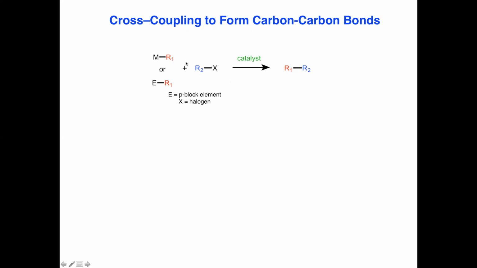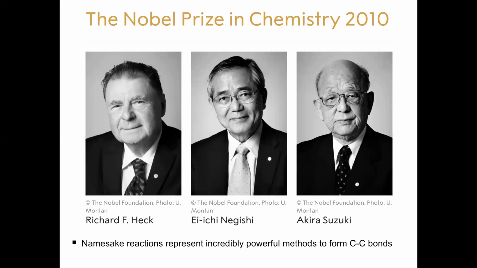Our organic fragments are going to come from either a metal-bound carbon or maybe some main group element bound to carbon, as well as a different species that's bound to what's called X here. X is usually always, for the purposes of cross-coupling, a halogen. So this is going to be something like an organic chloride, organic bromide, or organic iodide. And so this is an incredibly versatile and extremely important class of reactions, and enough so that its discovery was awarded the Nobel Prize in 2010.